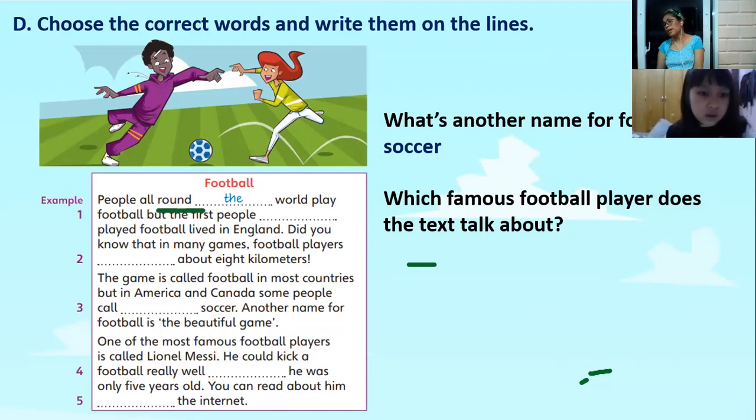Of many game football player run about it. What is that? Here. Hi, Amy. Okay, wait for a one. Okay, continue. Okay, go, Amy. But wait, I will erase this one. What's this? Wait for a while. Okay, that one. Okay, continue.